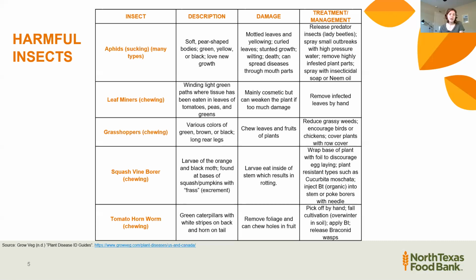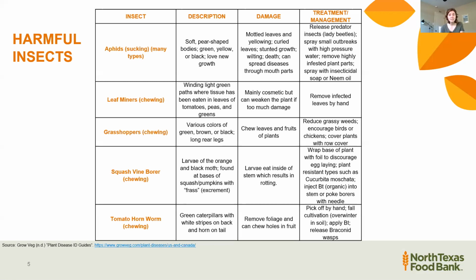So squash vine borer is really hard to get rid of once you have it, because they also overwinter in the soil. So this is when crop rotation is really important. If you see a couple squash vine borers like I did last year, I know I don't want to plant my squash there again, because I know that the squash vine borers are going to be in the soil, just waiting for me to plant another round of squash there.